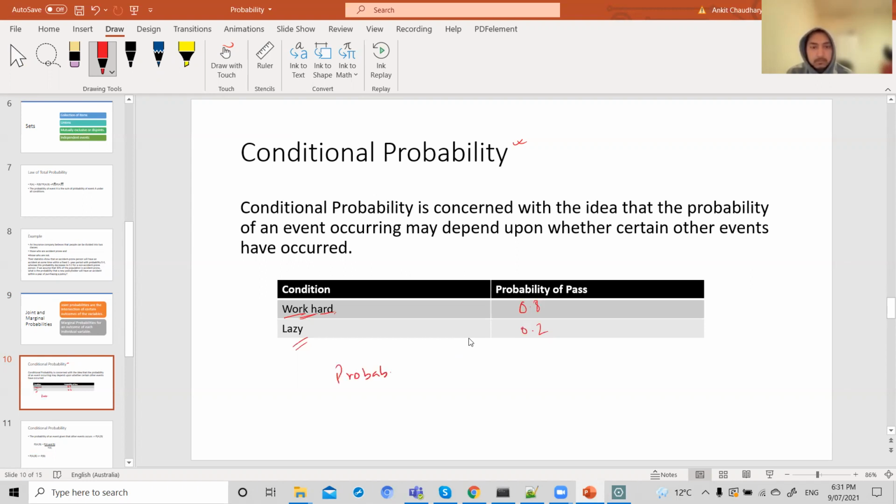The probability of passing an exam given the student is hardworking. If we denote hardworking as H and passing the exam as P, it is generally written as P of P given H, the probability of passing the exam given the person is hardworking. This bar denotes given.